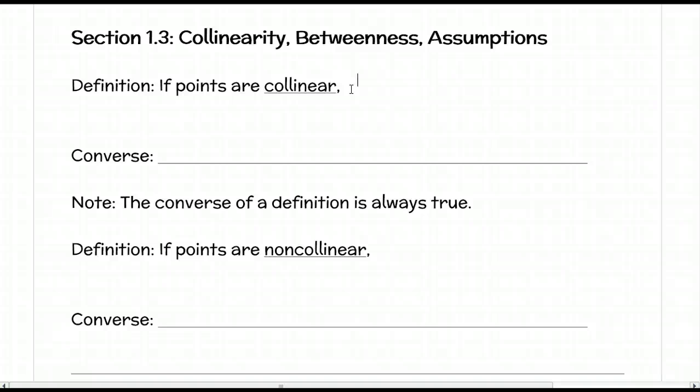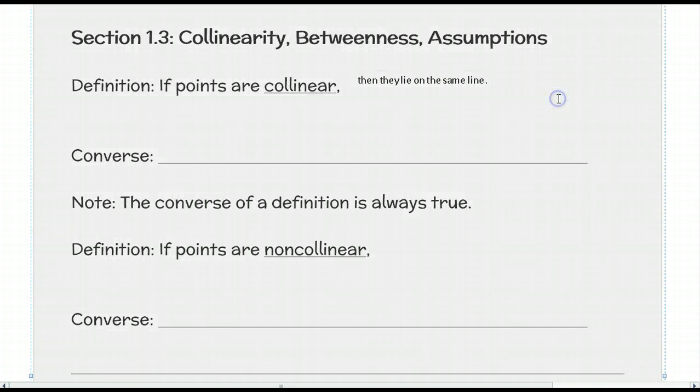So if points are collinear, then they lie on the same line. Squeeze that right in over there.